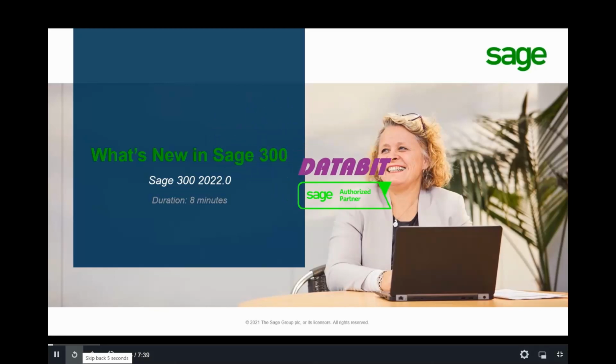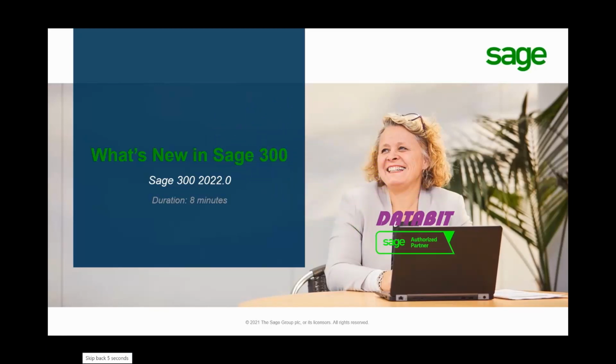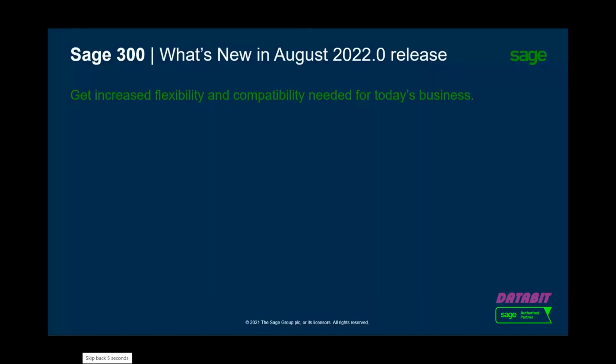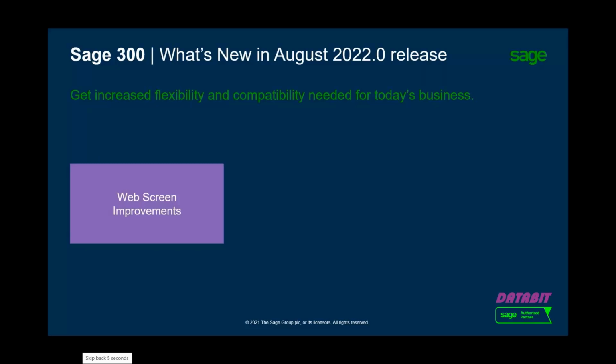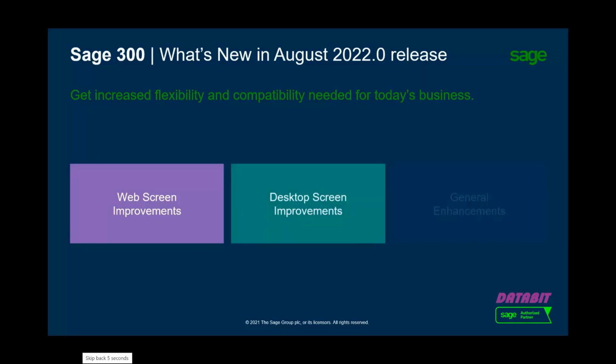Welcome to this video. Over the next few minutes, we will show you what's new in Sage 300 version 2022.0. Sage 300 2022.0 offers users exciting new features that guarantee increased flexibility and compatibility needed for today's business. This latest version presents additional functionalities and superior user experience through web screen improvements, desktop screen improvements, and general enhancements.